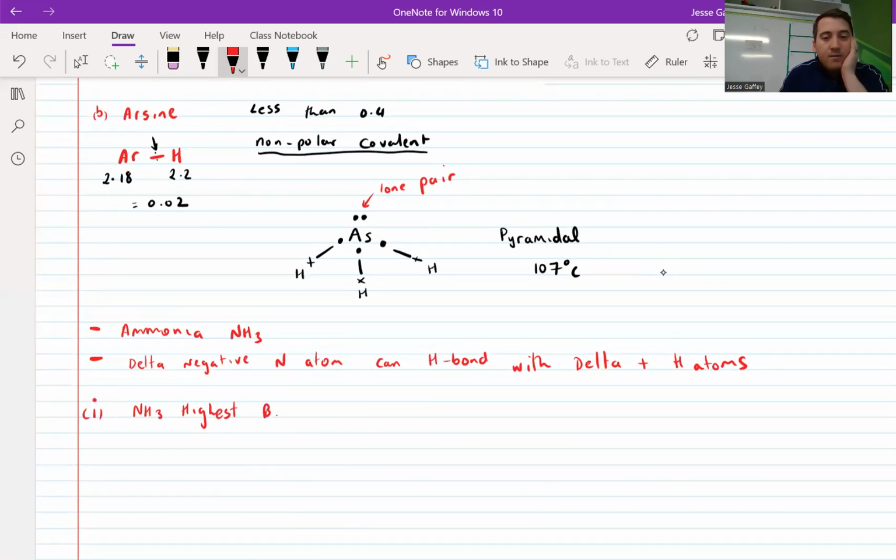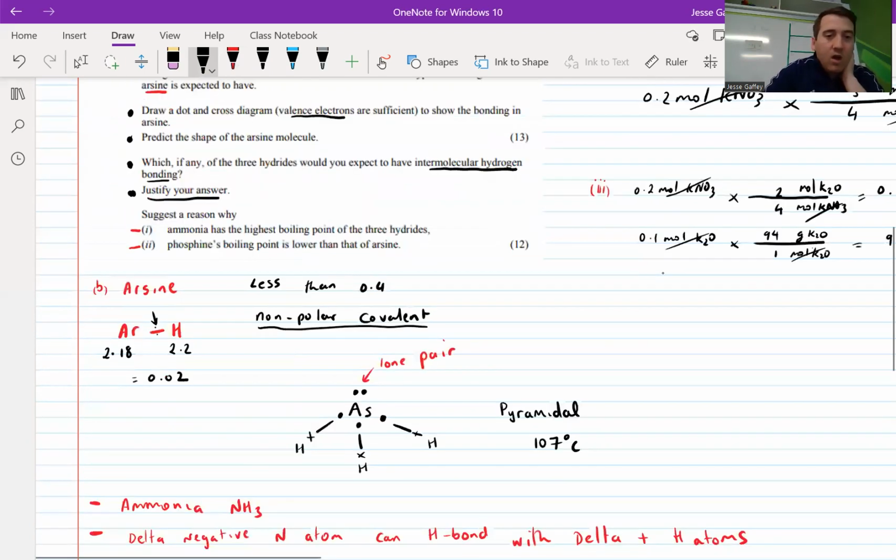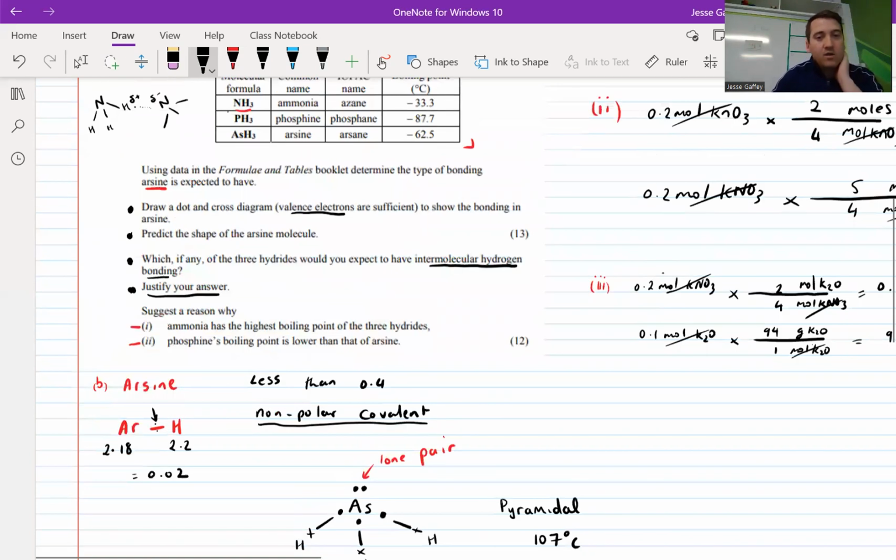BP, why is that? Pause the video and write an answer now. Okay, well, this is the one with the hydrogen bonding. And hydrogen bonding is much stronger than what the others have. The others either have dipole-dipole, or they may only have van der Waals forces.